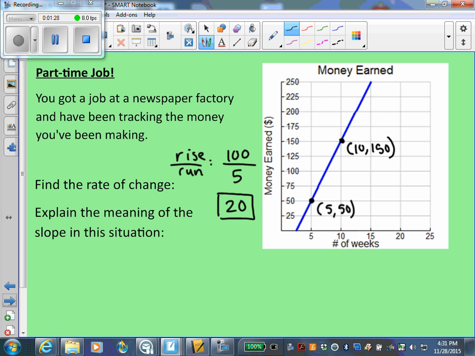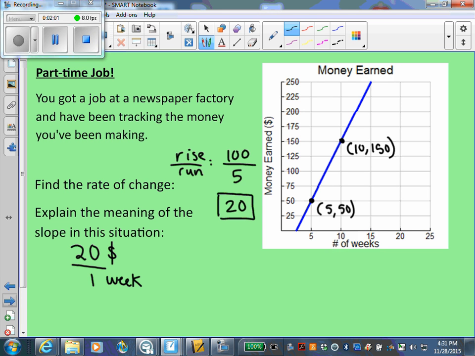Okay, we did the first part. Then explain the meaning of the slope in this situation. The best way I know of to do that is to first give the slope, but give it as a fraction. So 20 as a fraction is 20 over 1. And now once you have it as a fraction, put the units on it. So the 20 was the rise, which in this case was the money earned. So it's dollars is the unit. So $20. The 1 is the x variable, which is weeks. So 1 week.